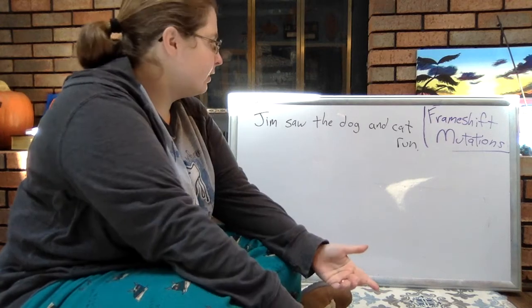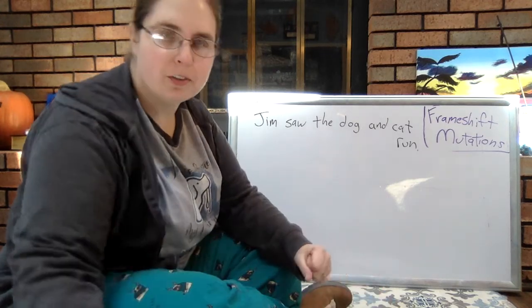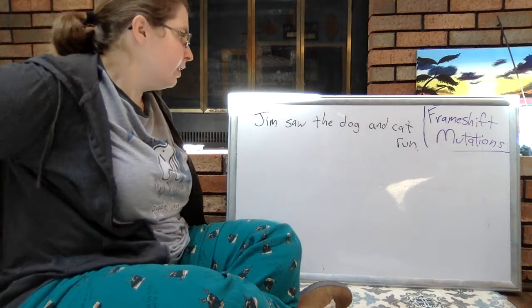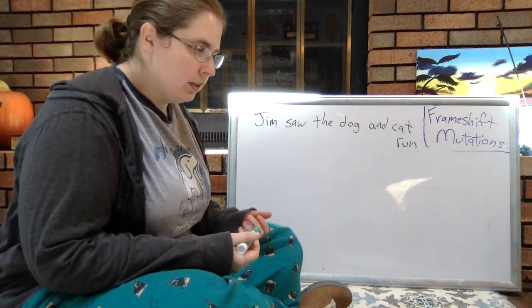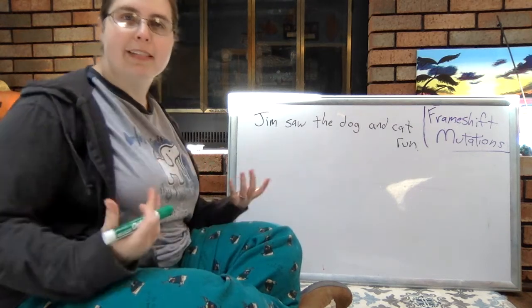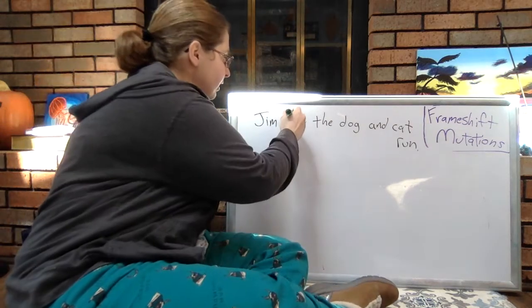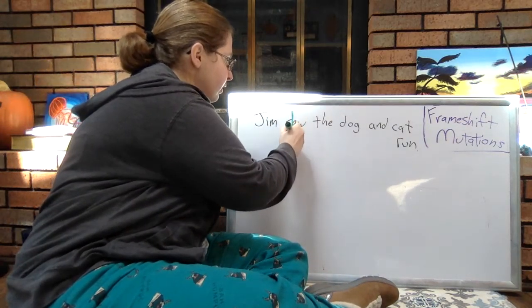It's a full sentence, and it makes sense. It makes complete sense to us. We can see that, be like, yeah, okay. So there's this Jim, he was looking, and there was a dog and a cat, and they were running, and he saw that. All right, it makes sense to us. But what if I add a letter right here?